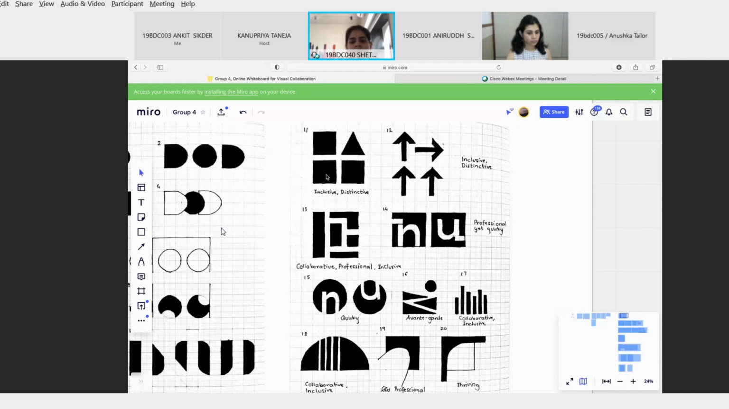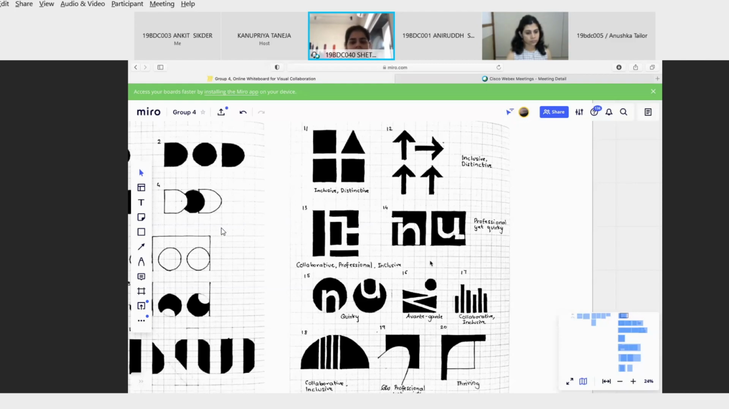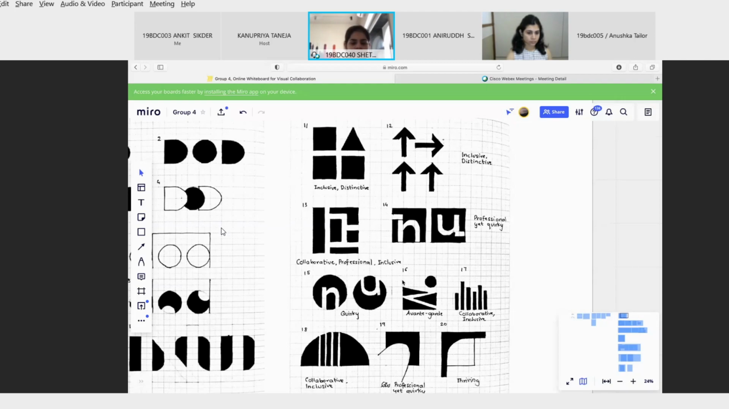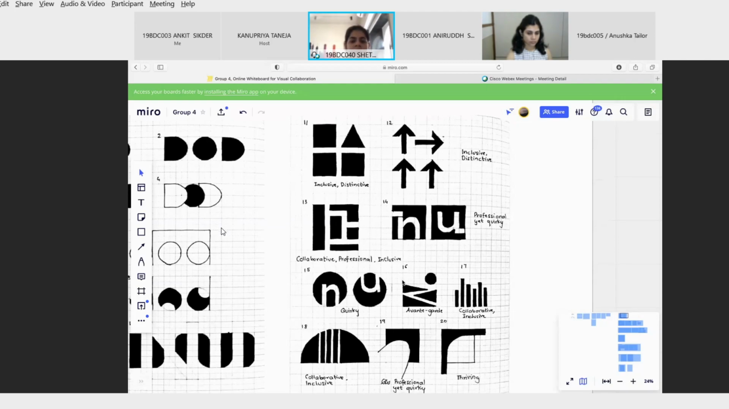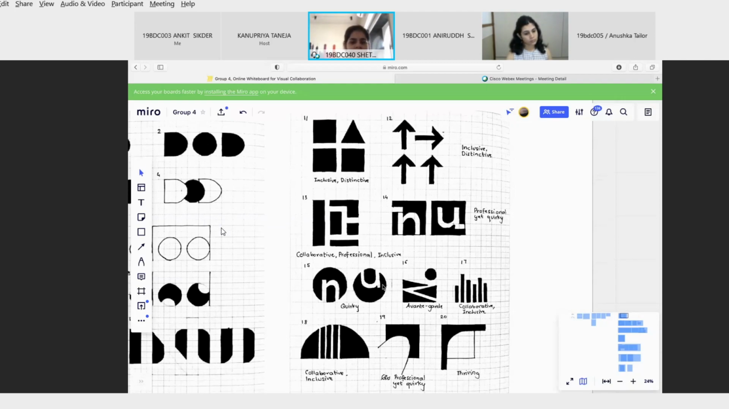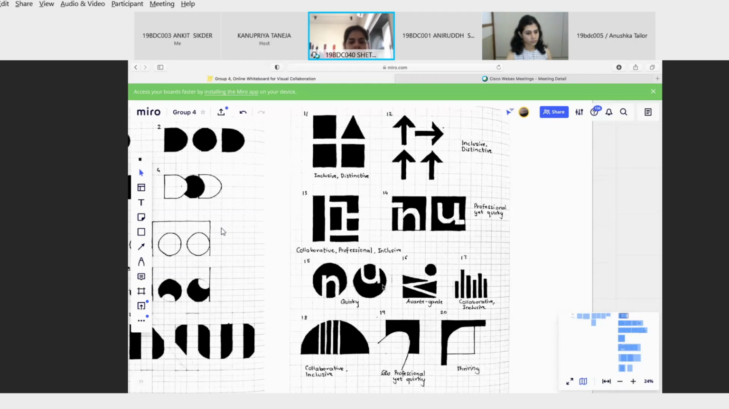And for the 14th one, I started with a square and a normal lowercase n and u, but then I exaggerated the vertical bars towards the opposite side. So that's how I termed it professional yet quirky. And even the 15th one has a similar beginning, but now that I say it, it is very similar to the existing Redo Fest's identity.